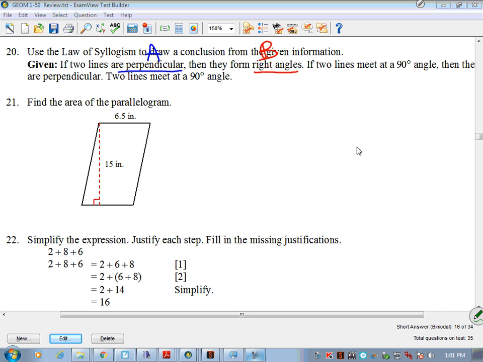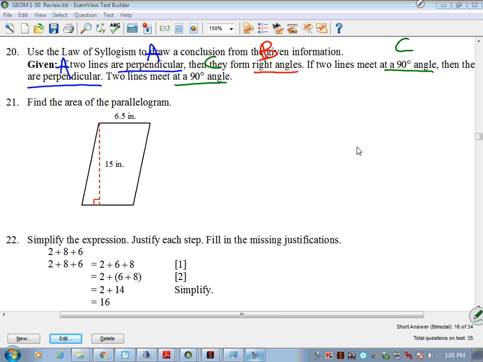Let's come down to our next one. If two lines meet at a 90-degree angle, what should I do? What's important? 90-degree angle, they're showing me. What do we want to call that? We already have a B. B. Okay? Then they are perpendicular. Oh, that's A again. Okay, so we have if A then B, if C then A. If two lines meet at a 90-degree angle, what is that? C. All right, so we already know that C equals A. We know that A equals B. What do we need to know? That C equals what? We need to know that C equals B.